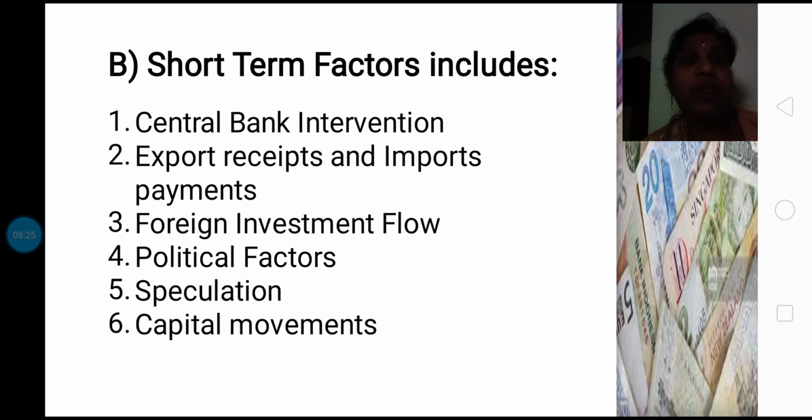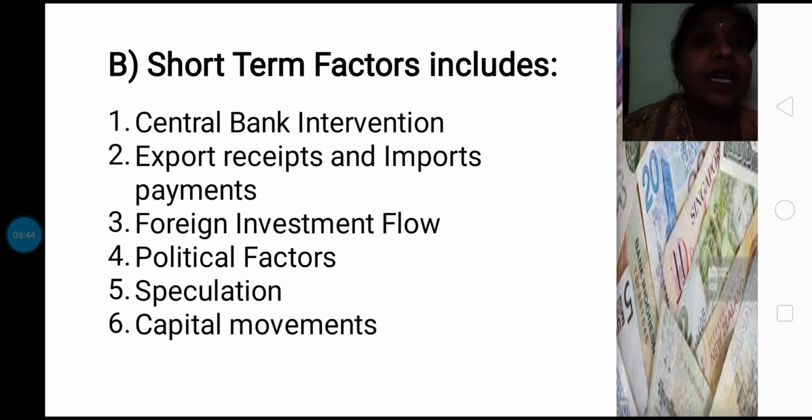The next one is foreign investment flow. It is nothing but foreign institutional investors. These FIIs play a very important role, that is portfolio investment managers. When there is more portfolio investment inflow, then the currency value will increase. When there is more outflow, currency value will decrease. So FII, foreign institutional investors, play a very important role in determining the exchange rate of the country.